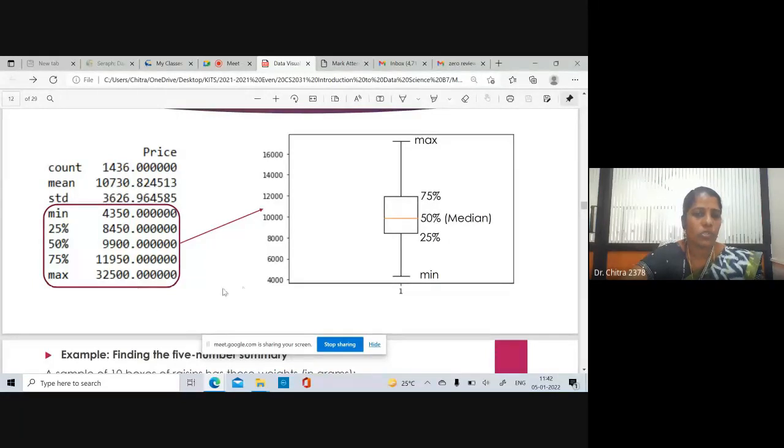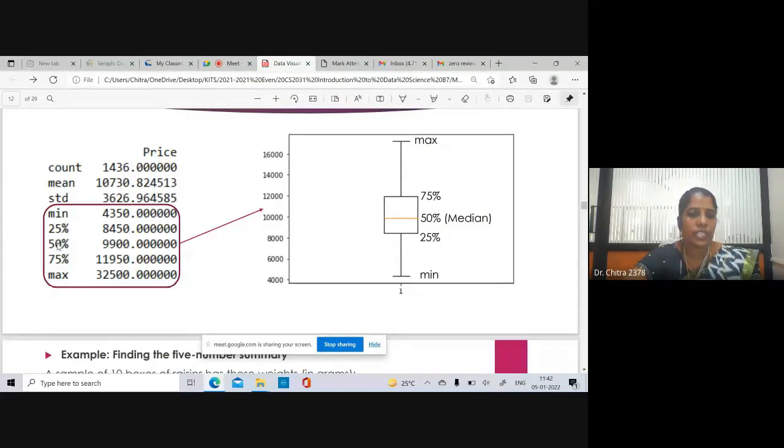The maximum value is 32,500. So up to some certain level you check, because 75% is 11,950. Then some values will be up to 32,500. So here it's taken at 16,000. You can draw up to 32,500 also. Then the minimum value is marked and the maximum value is marked. Then in between, the 25 percentage quartile value is given, that is marked here. That is 8,450.